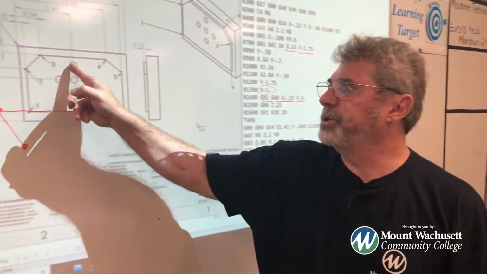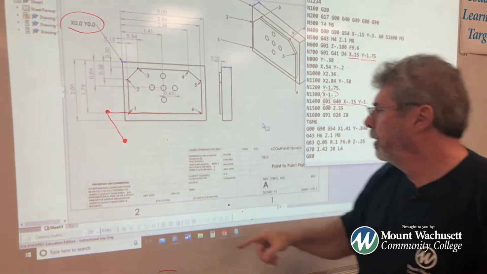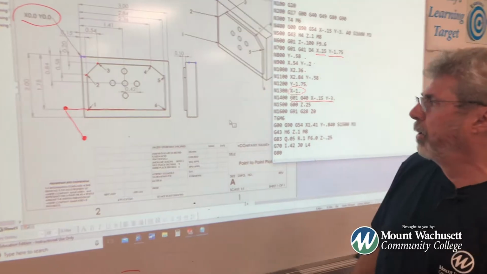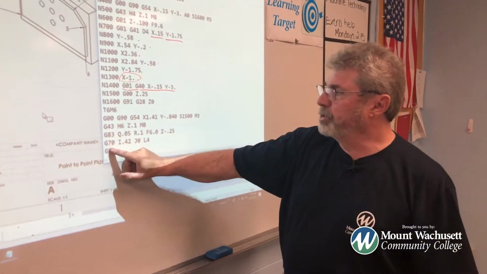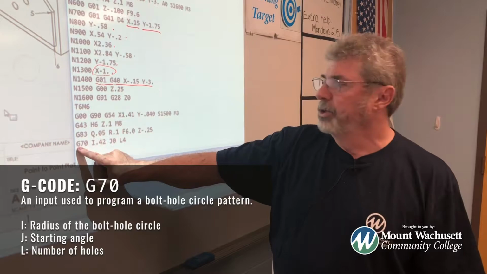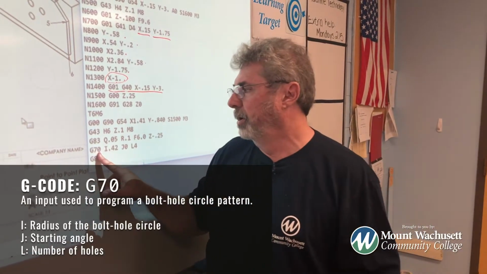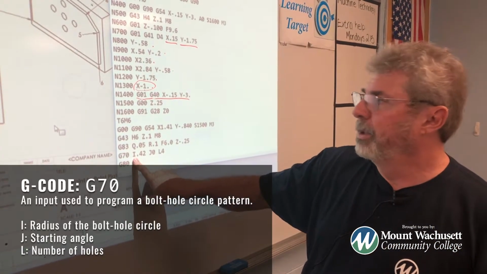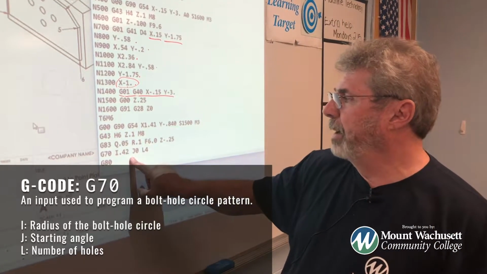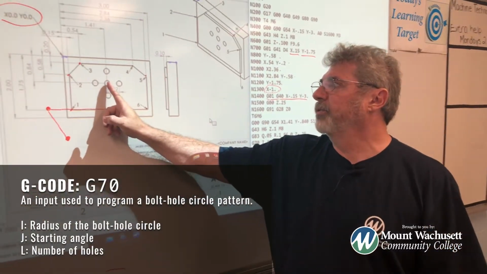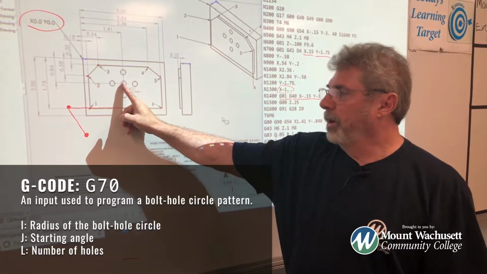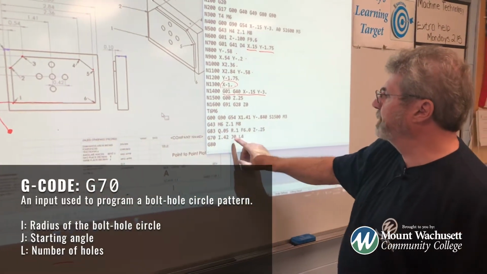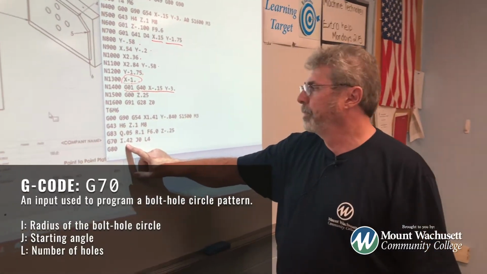Now, I have a series of holes, a bolt hole circle. So instead of calculating out the XY location of every hole, I can follow this peck drilling cycle with what they call G70. G70 stands for bolt hole circle. Drill a bolt hole circle. The I on this line right here says, what is the distance from the center of your bolt circle to the first hole? It says 420 thousandths. You have to give it 420.